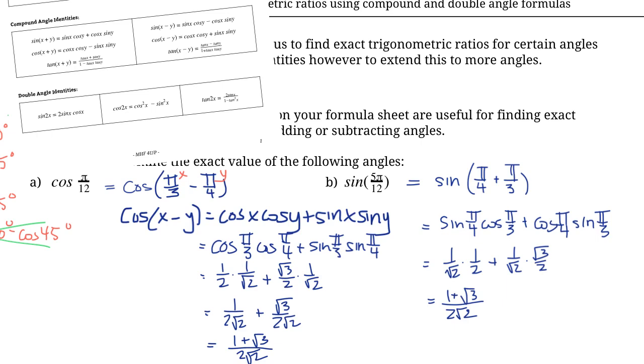I'll leave you to think about why it comes up to the same value as cos of 15 degrees, why sine of 75 degrees is the same. There's a good reason. If you just look at the unit circle, you should be able to figure it out.